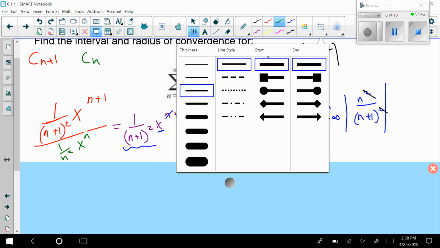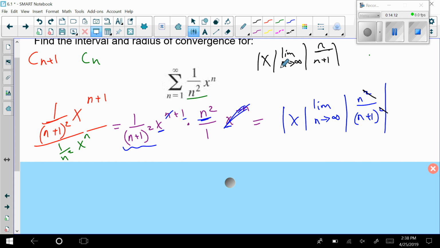This thing right here gets really close to 1, but it doesn't quite get there. So I'm taking something that gets closer to 1 but doesn't get there, times x. So really the absolute value of x is less than 1, because this thing is getting closer and closer to 1 and won't ever hit it, so it has to be less than 1.